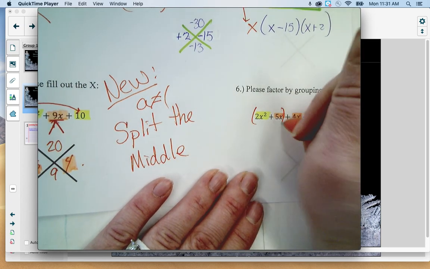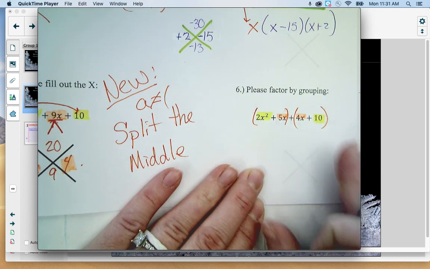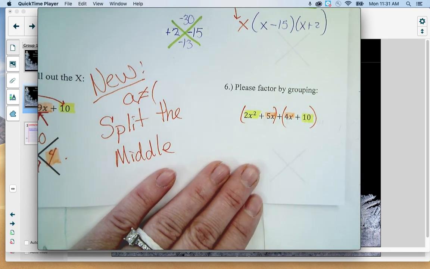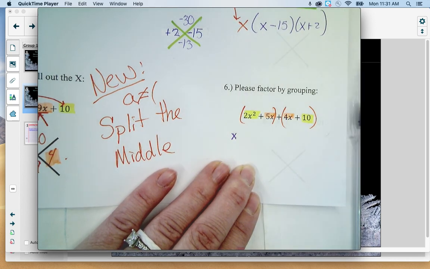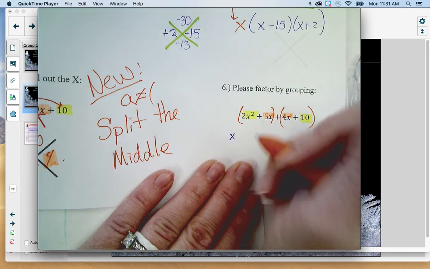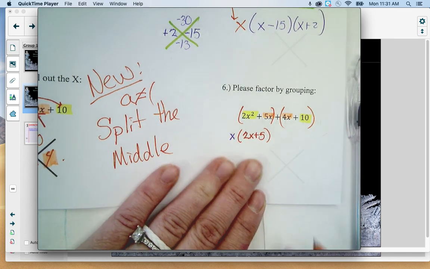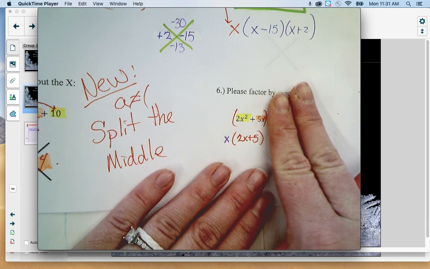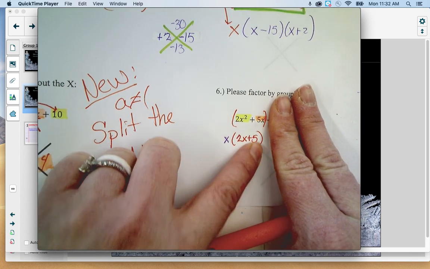Watch. Group the first two. Group the second two. What is your GCF for your first group? 2. Careful, 2 doesn't go into 5. What's your GCF for that first group? 1x. So I still have to pull the X out. Watch what's going to happen. I'd be left with 2x plus 5. What's the GCF of the second group? We just did this part. We pulled out an X. X times 2x is 2x squared. X times 5 is 5x, right?